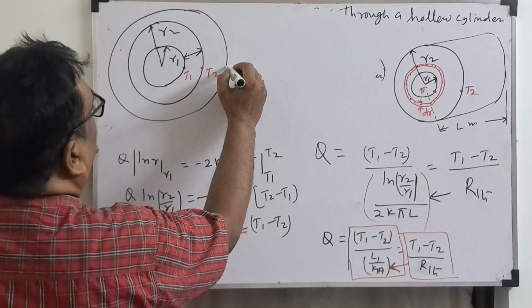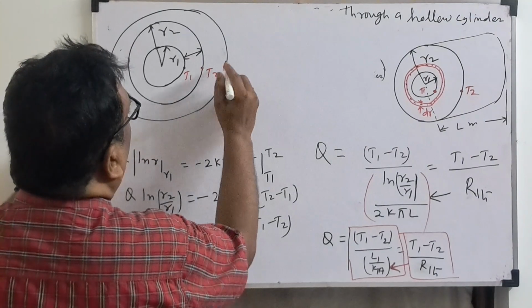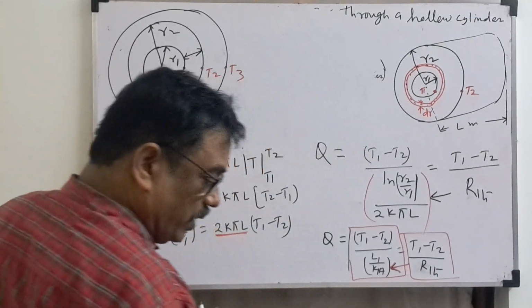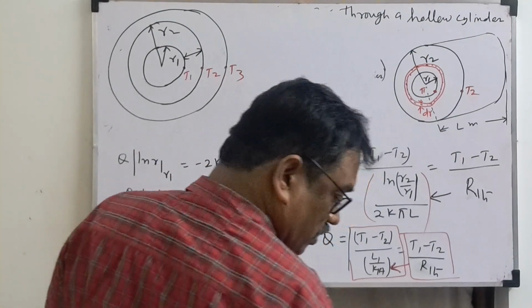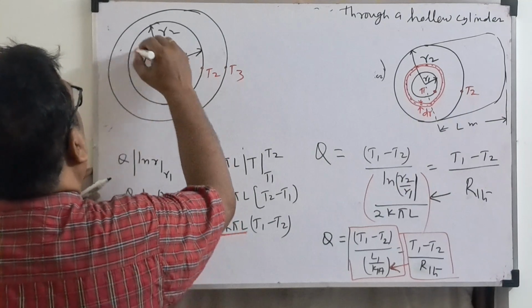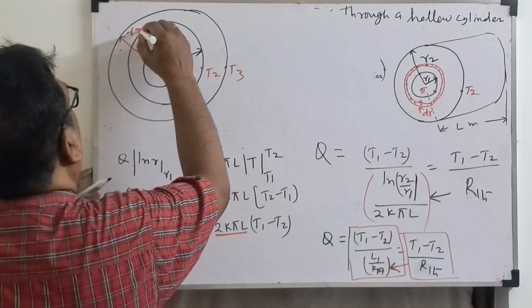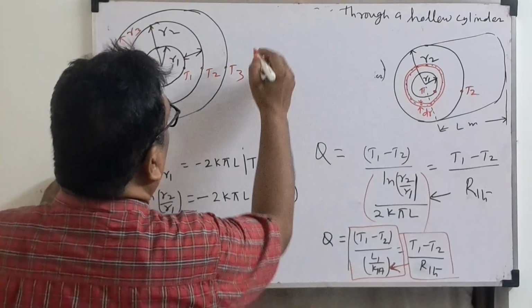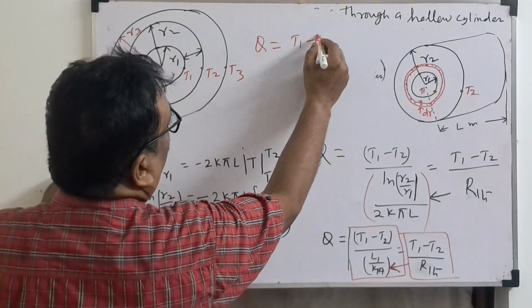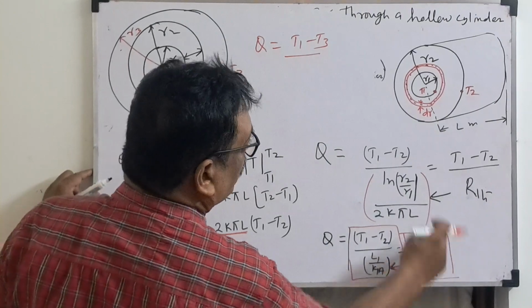What is this one? T3. This is T3. Okay, R1, R2, R3. So this one will be R3. Another will be R3. So now how to write the formula? Q is equal to overall temperature difference, T1 minus T3. Here what we wrote? T1 minus T2.